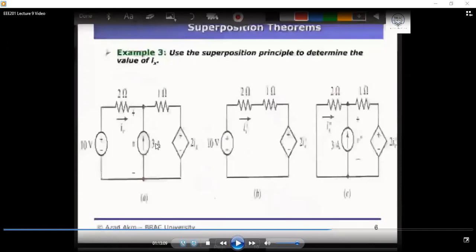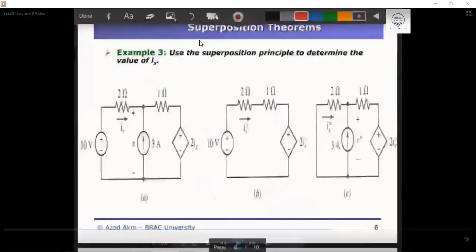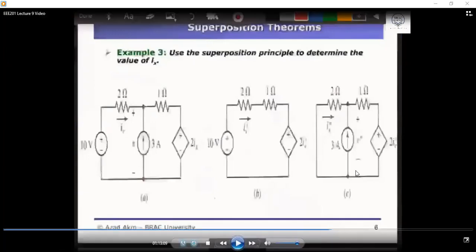But can you see there are 3 sources but 2 experiments? Why? Because how many independent sources are here? Can you tell me how many independent sources? 2. Right. That's why 2 independent sources are there, and that's why actually 2 experiments are done, and you can see 2 experiments, 2 circuits.